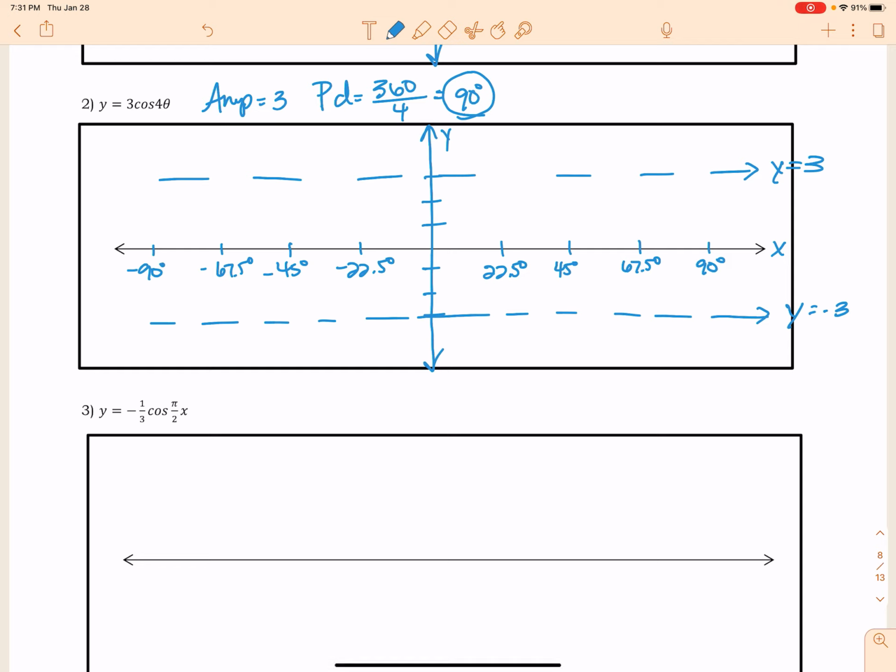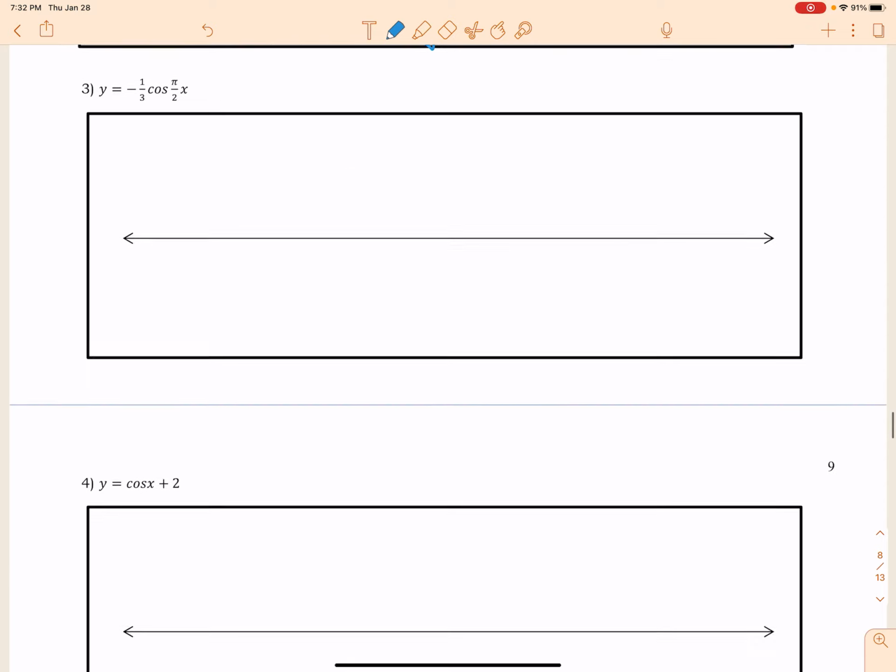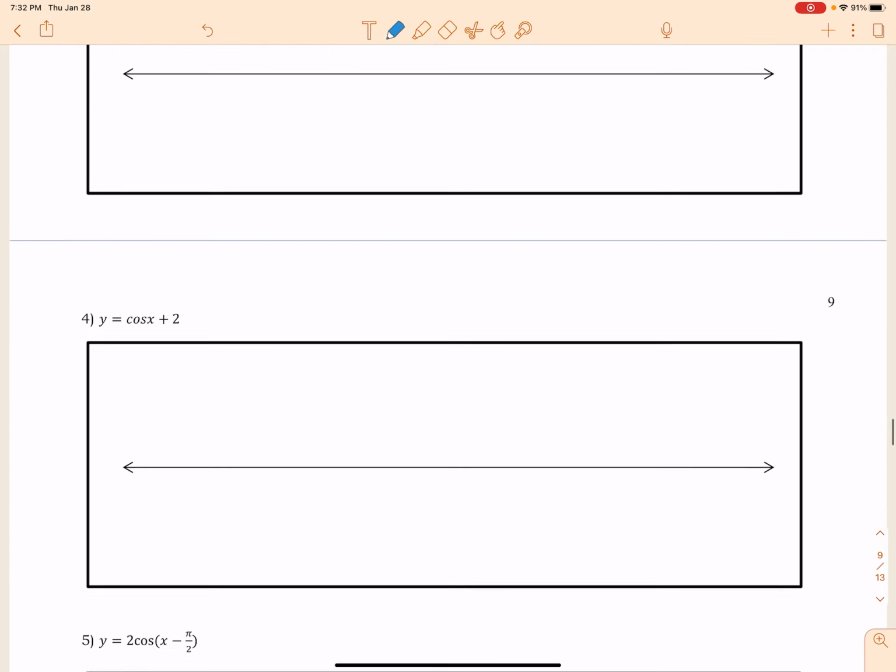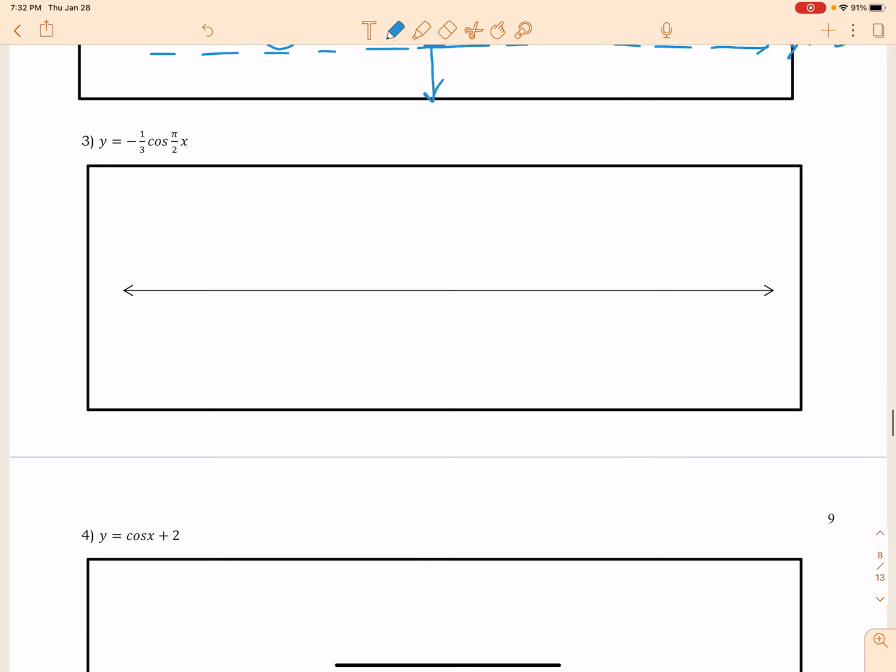Okay, so now what we're going to have to do is graph, again, our cosine function. And since we don't have a reflection or anything, it's going to look exactly like the last question. Pretty. Okay, awesome. So now we are moving on to the third example here.